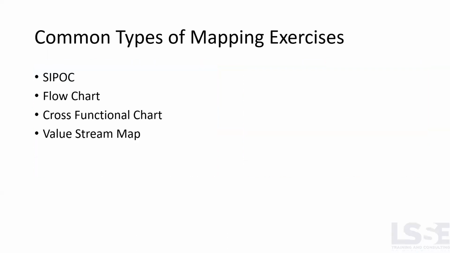As I've said in the last session, there are several ways that you can map your process. The first one is the SIPOC. The second one is the flowchart. The third one is the cross-functional chart, and the fourth one is the value stream map. This list isn't meant to be exhaustive, but these are the most common types of mapping exercises.